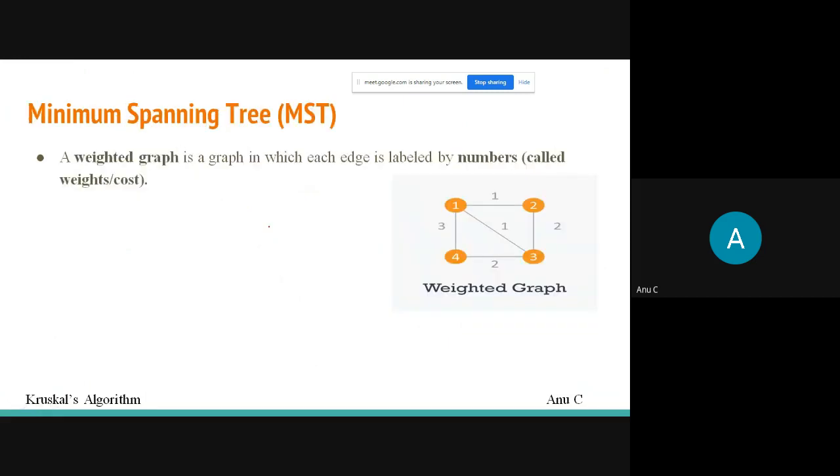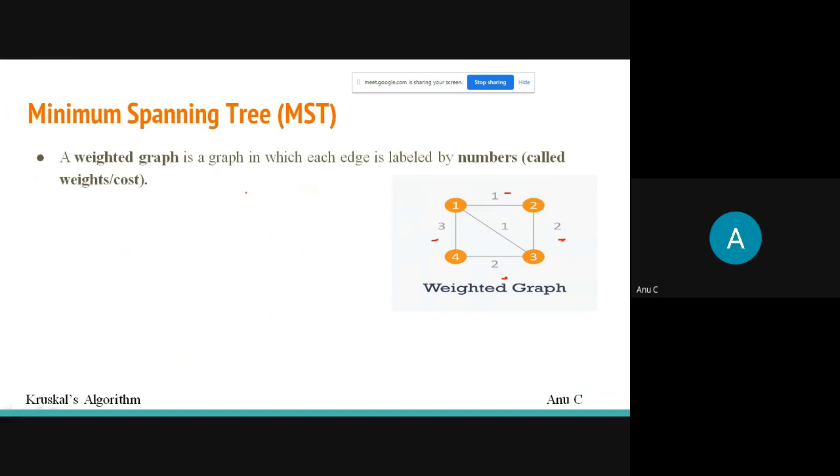The next one, minimum spanning tree. So consider this graph. Here, each edge is assigned a number. Here 1, 2, 2, 3, right? This is known as weight or cost. And this graph is known as weighted graph. That is, a weighted graph is a graph in which each edge is labeled by numbers called weights or cost.